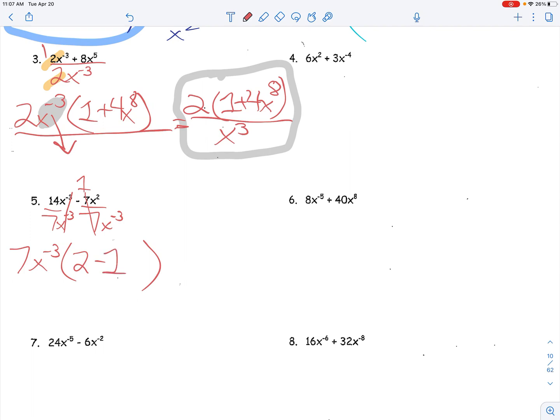So it's minus 1 if you want to put it there, 1 times x to the 2 minus negative 3. 2 minus a negative 3 is 2 plus a positive 3. Minus 1x to the 5th.